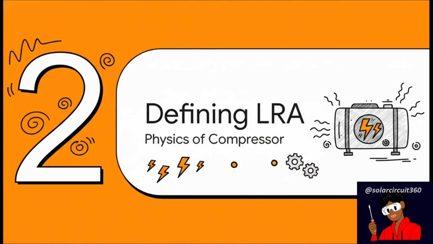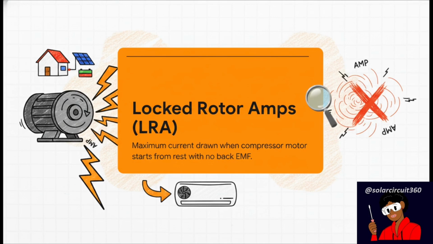Moving right along to Section 2, defining locked rotor amps. So what is actually happening inside that compressor box? Well, locked rotor amps, or LRA, is the absolute maximum current drawn when a compressor motor tries to start from rest. And why does this massive draw happen? Because initially, the rotor just isn't spinning yet. And since it's not moving, there's no back EMF, that's back electromotive force, to act as a natural brake or resistance against the incoming current. Without that back EMF pushing back, the motor essentially acts like a short circuit, just gulping down massive amounts of current to force that stubborn rotor to finally turn.